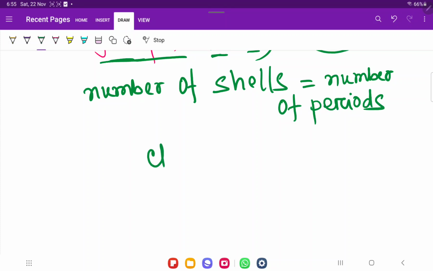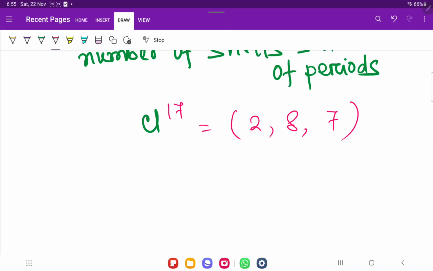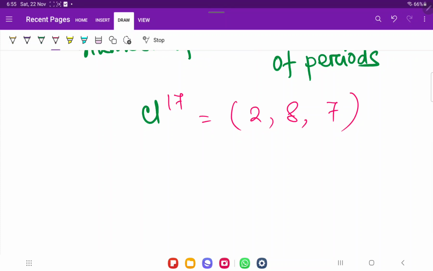Let's say chlorine. Chlorine has a total of 17 electrons, so the electronic configuration is 2, 8, 7. First we will see in which period chlorine is situated. We already discussed that the number of shells implies the number of periods. Here 3 shells are present: 2 electrons in the first shell, that is K, then L and M. So chlorine is present in period 3.